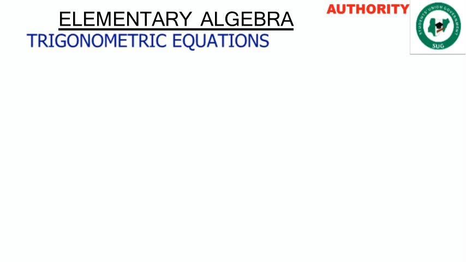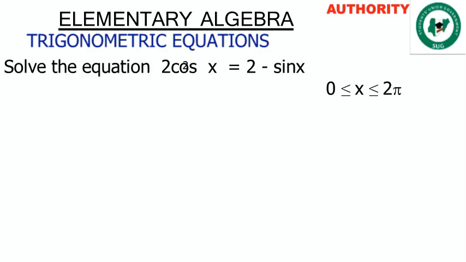We have to solve the equation 2cos²x is equal to 2 minus sine x. This is the equation: 2cos²x is equal to 2 minus sine x. Okay? Now let's go.